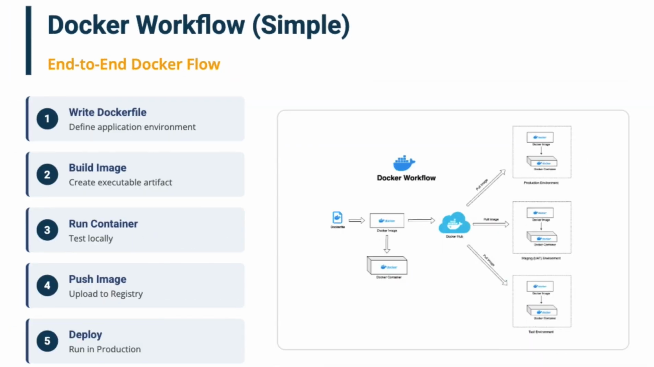Now that we have covered the basic commands, let's look at the simple end-to-end workflow for using Docker in a project. This flow is the foundation for everything we do with containers. We start by writing a Dockerfile to define our application environment and dependencies. Then we build that file into an immutable image, which is an executable artifact we can test locally. Finally, we push that image to the registry so it can be pulled and run consistently in production.